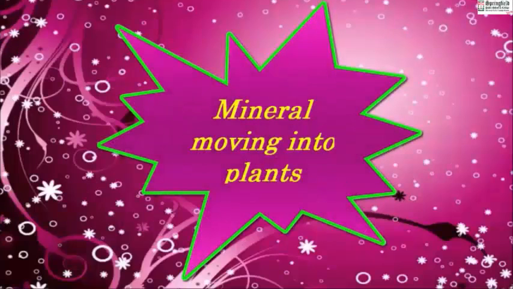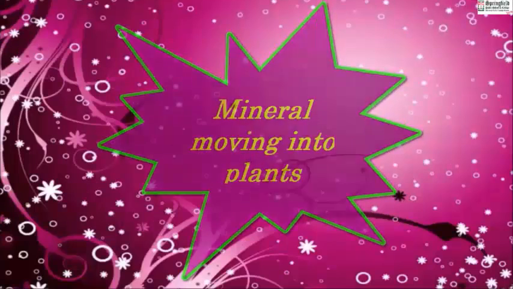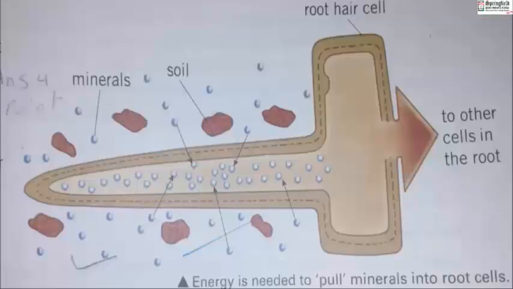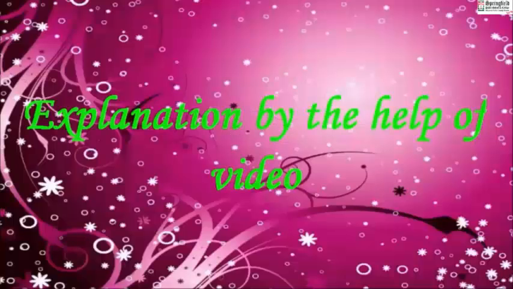Now we are going to discuss how minerals get into the plant. So basically there are two ways by which minerals can get into the plant. First way is that they can dissolve in water, and then with the help of water they are transported into the root hair cells, or they can also enter the plant by using energy, because the soil contains very few mineral elements as compared to the plant cells. Next video will help you understand this topic.